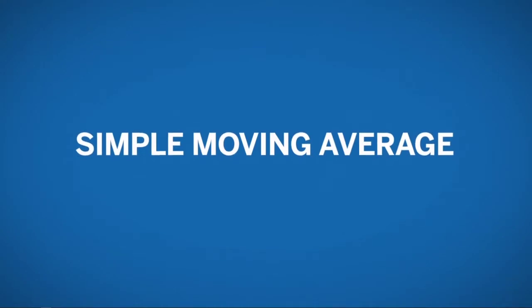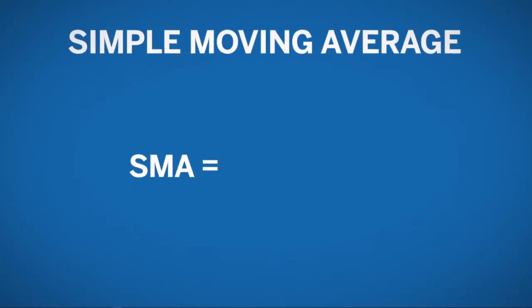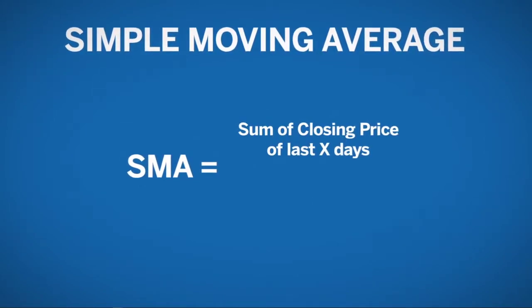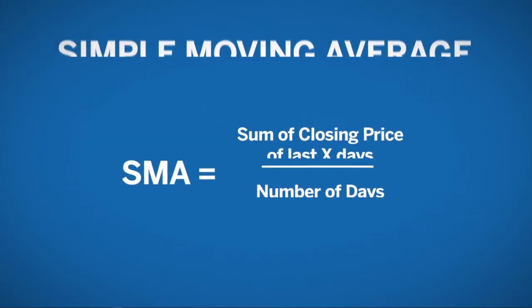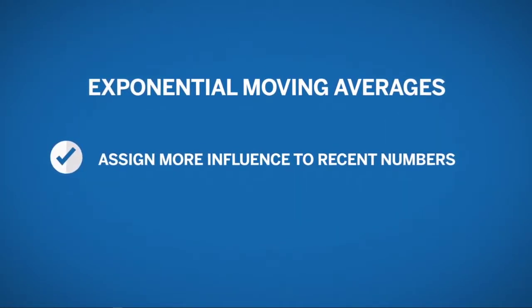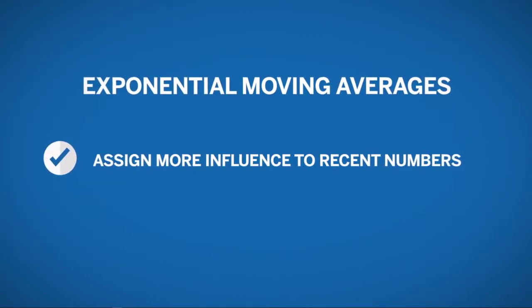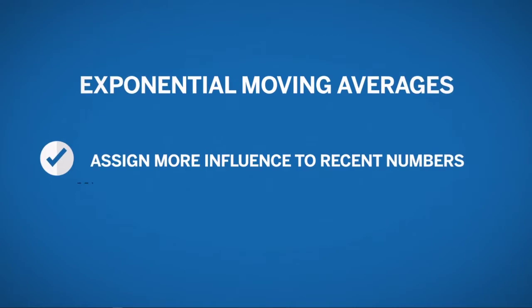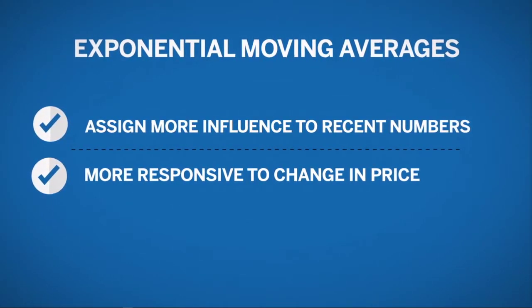A simple moving average is the most basic of moving averages. It is calculated by summing up the closing prices of the last X days and dividing by the number of days. Exponential moving averages are moving averages that assign more influence on recent numbers and less on old data because of a weighting variable in the calculation. This makes them more responsive to changes in price and also acts in smoothing out the line.